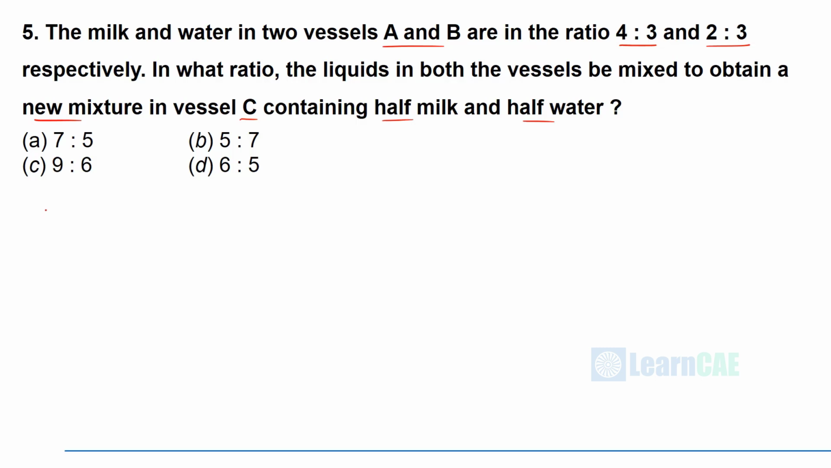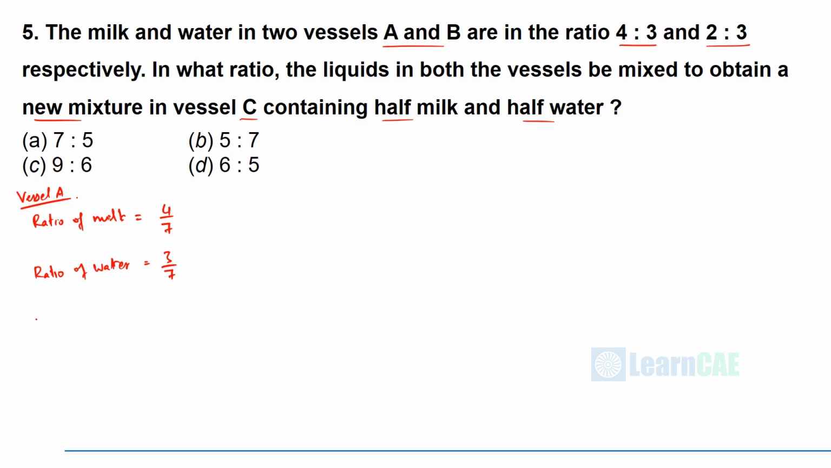Okay. First we shall choose the conventional method and solve it. We shall consider the vessel A at first. Vessel A. Here the ratio of milk present is 4 divided by 4 plus 3, that is 4 by 7. Similarly, the ratio of water is equal to 3 by 7.